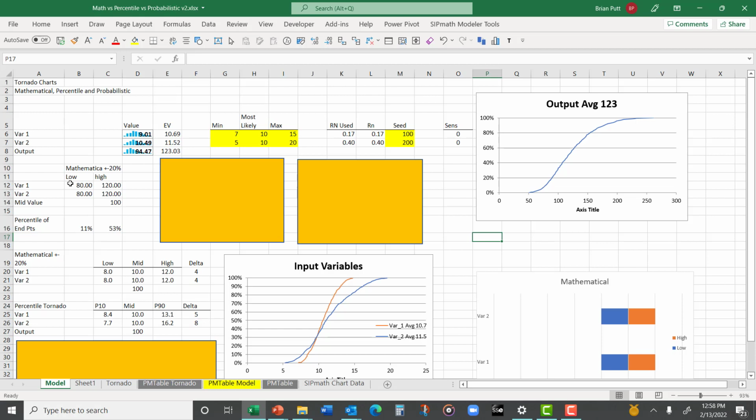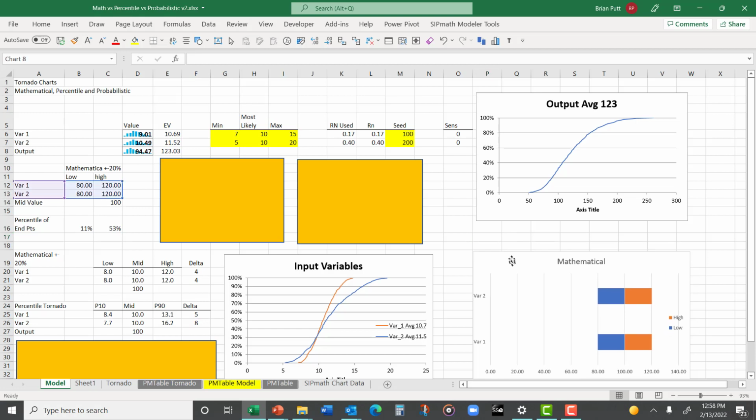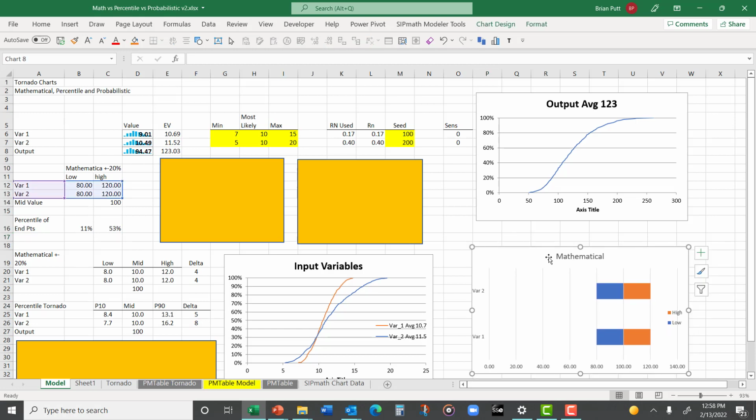I'm going to move one at a time. So 8 times 10 is 80. 12 times 10 is 120, same for both variables. That's what gives me this particular chart. Remember, this chart's really only good for testing the model to see if it goes in the right direction.